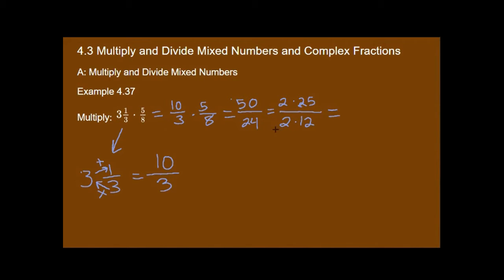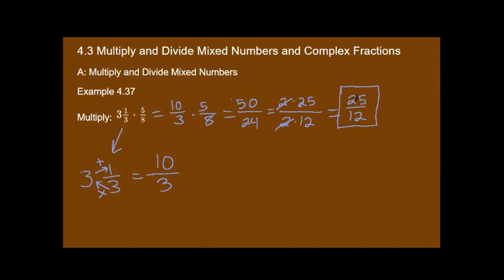And then the 2's cancel out, right? If you have the same thing on the top and the bottom, and there's only multiplication on the top and on the bottom, you can cancel things out. And so that leaves us with 25 over 12. And this is reduced. There is no factor that goes into 25 and 12 evenly. And so we are finished in our reducing.